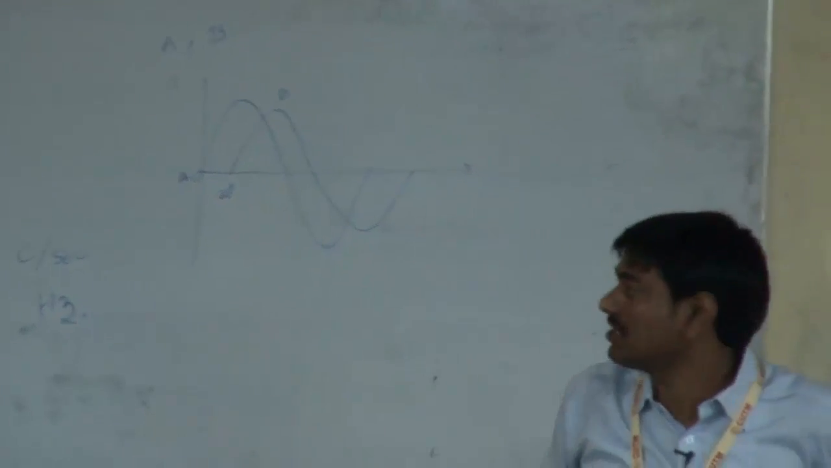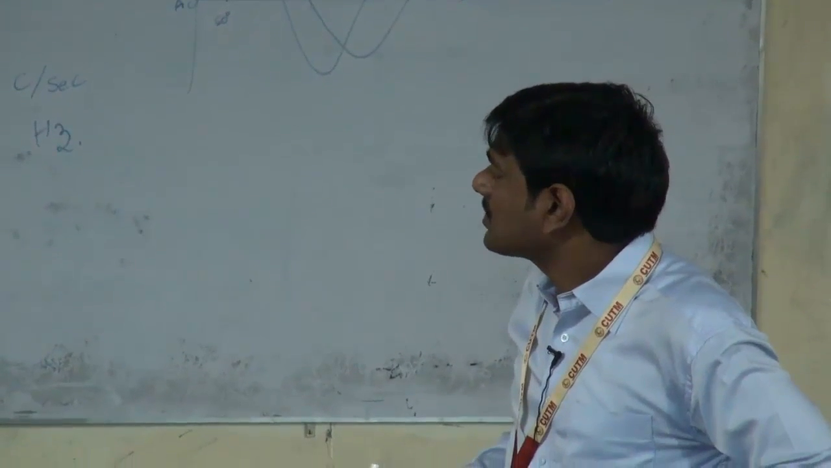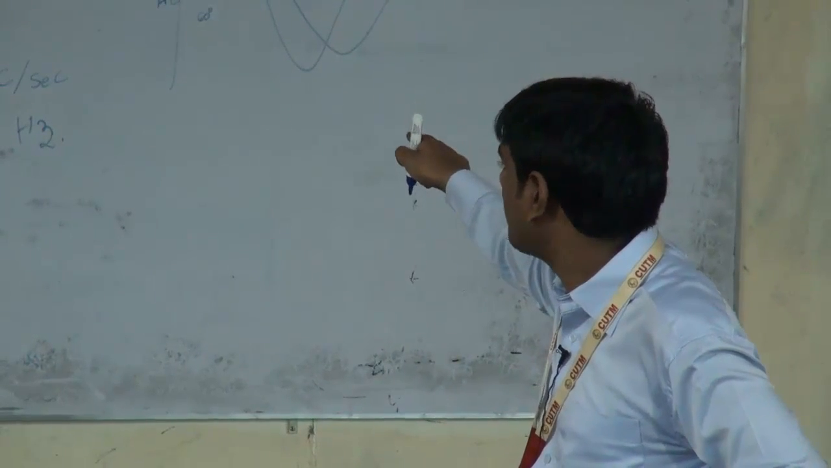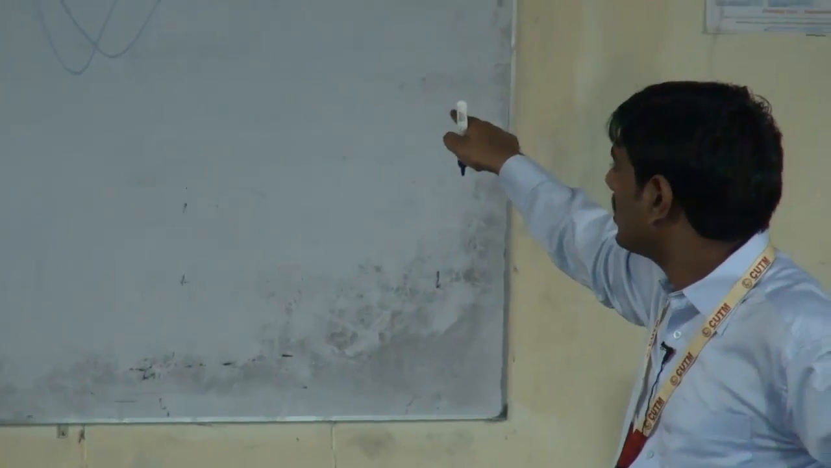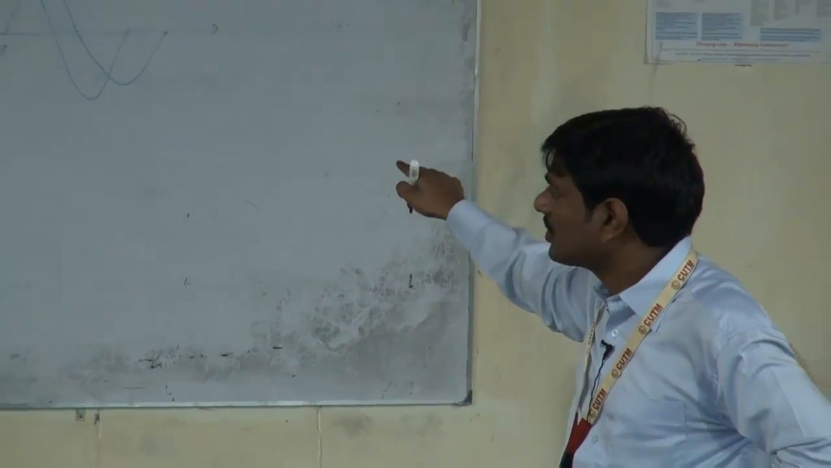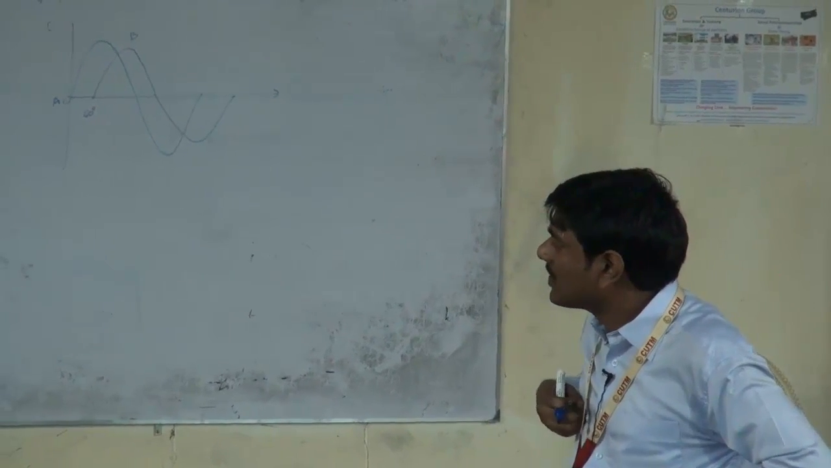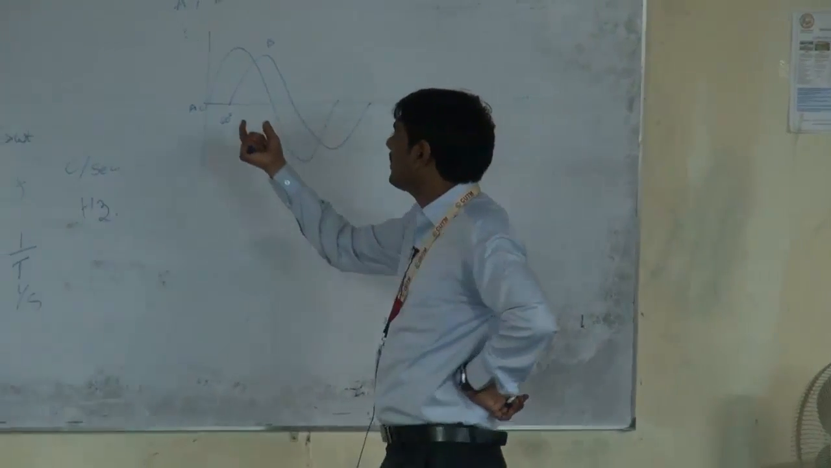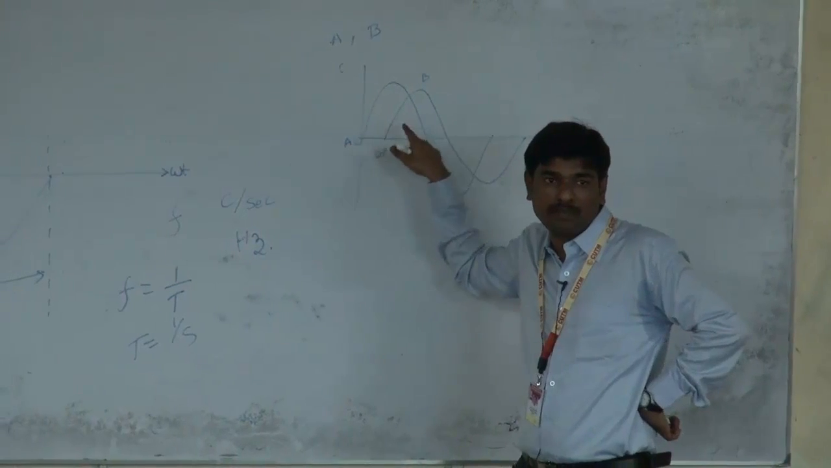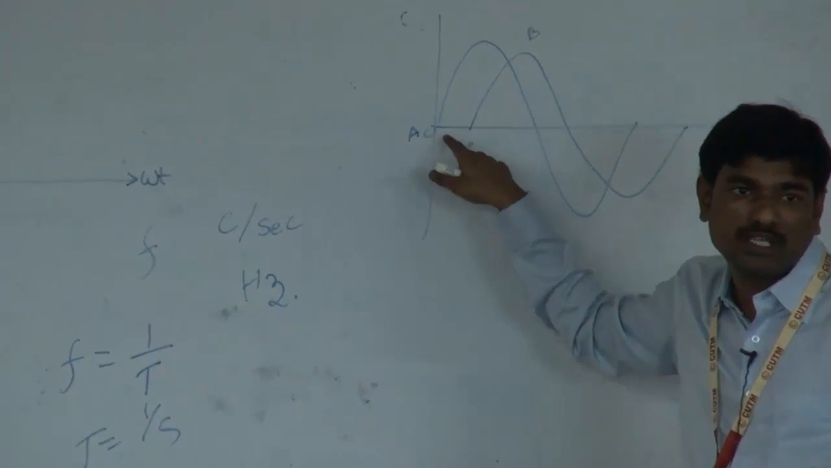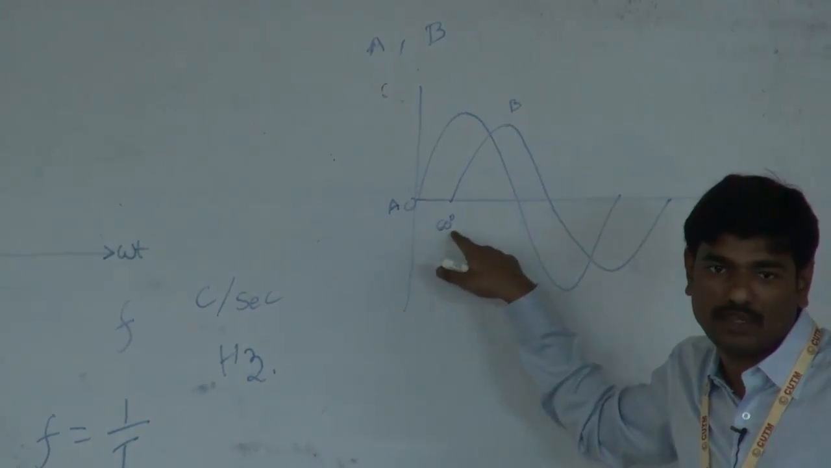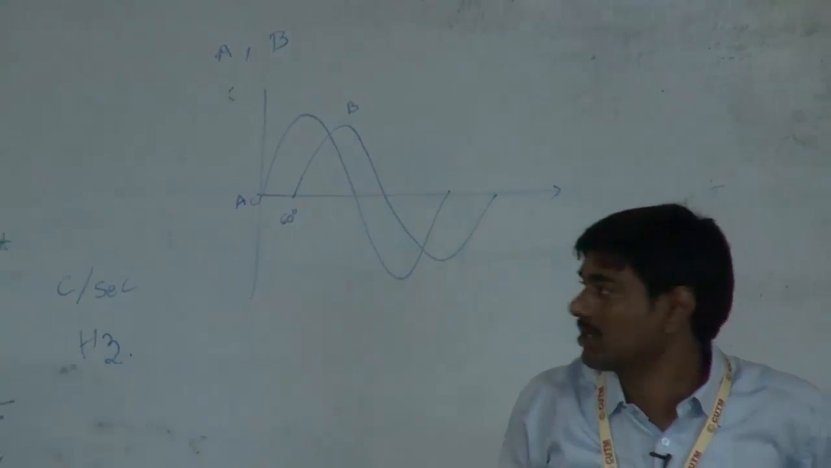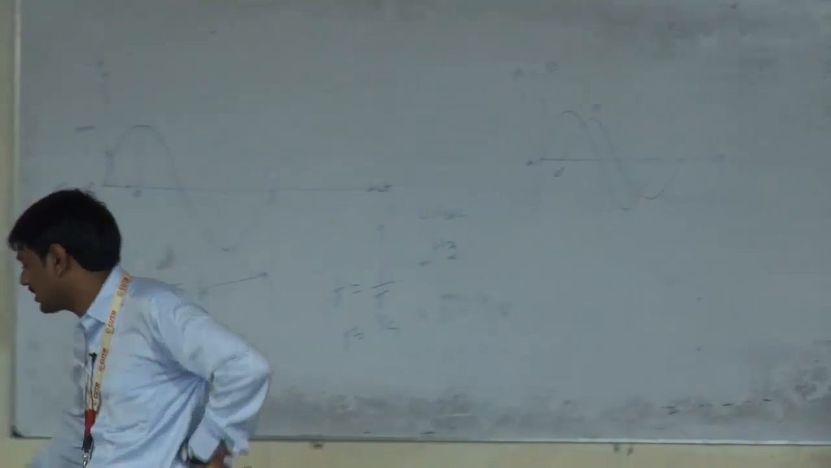Now if we go to the definition, when two alternating quantities of the same frequency have different zero points, here the alternating quantity A starts at the 0 point, and the alternating quantity B starts at 60 degrees. So they have two different zero points and are said to have a phase difference. Here the phase difference is 60 degrees. We can say that A leads B by an angle of 60 degrees, since A started earlier than B. Or you can say that B lags behind A by 60 degrees. The phase difference is 60 degrees.